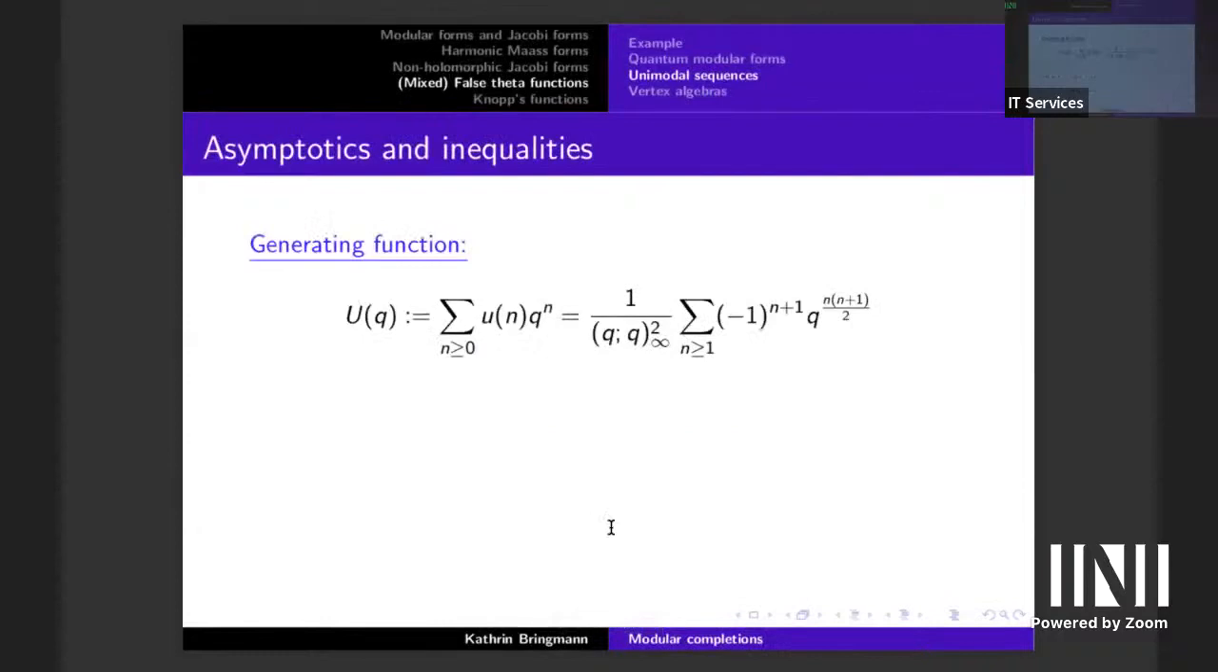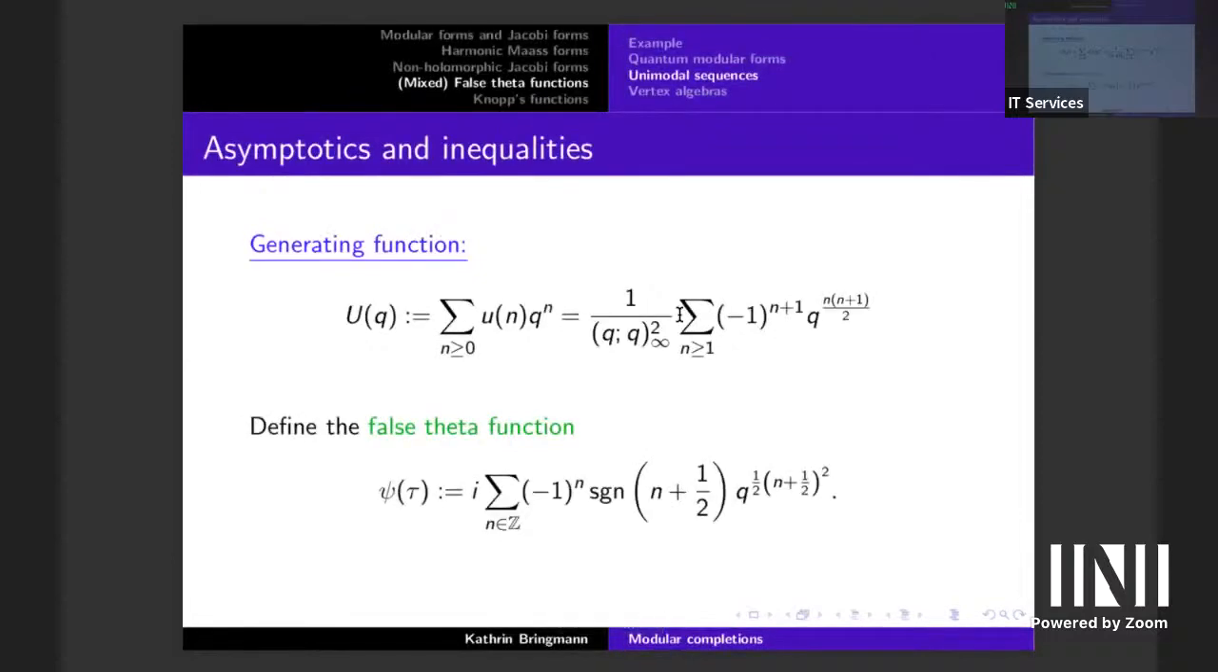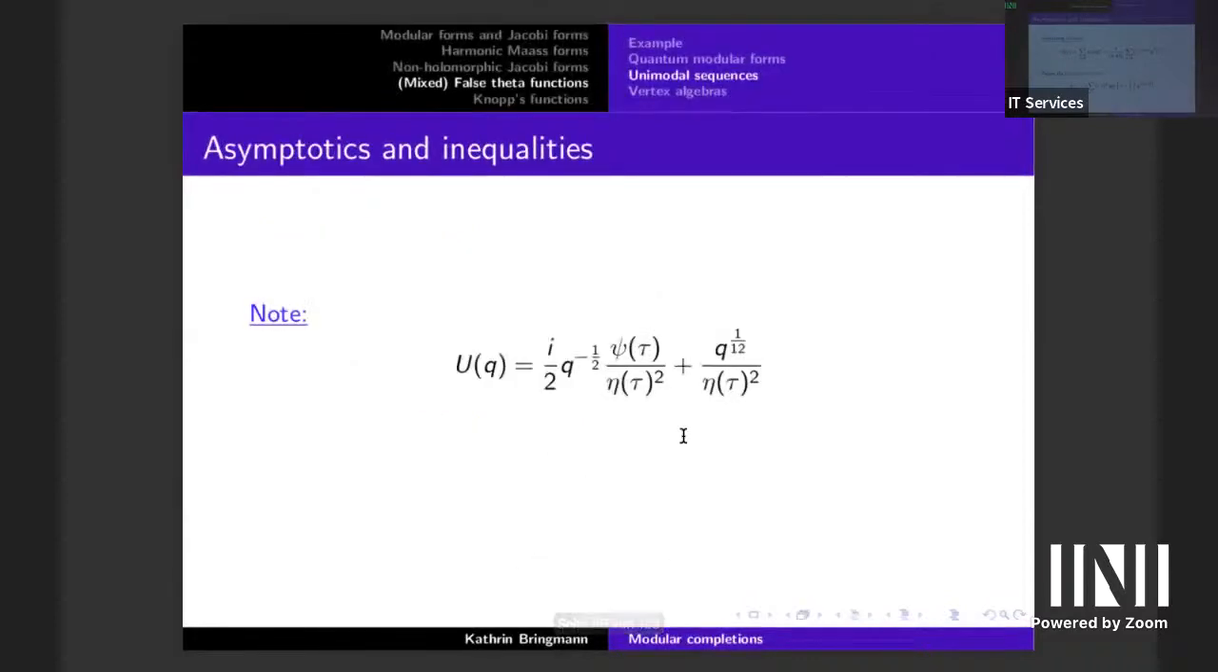And again, let's look at the generating function. And this time, I have a modular prefactor, and I have this extra piece, which isn't quite a modular object. It's also called a partial theta function because it's only summing over half of a lattice. And then I can define my false theta function, which just goes over the full lattice, but then has a sign factor here. And using this, I can write my unimodal rank generating function as this false theta divided by eta power and this extra modular piece.